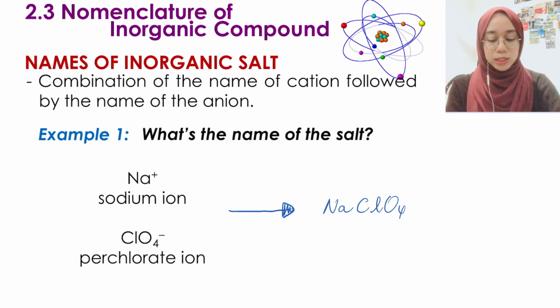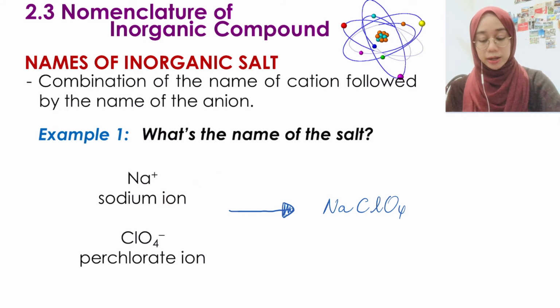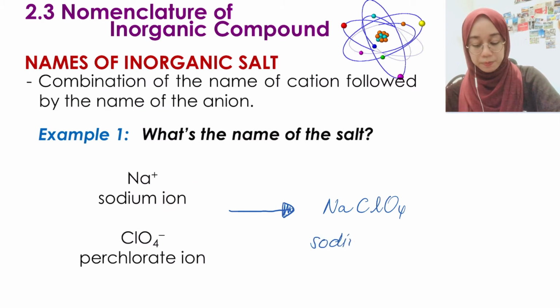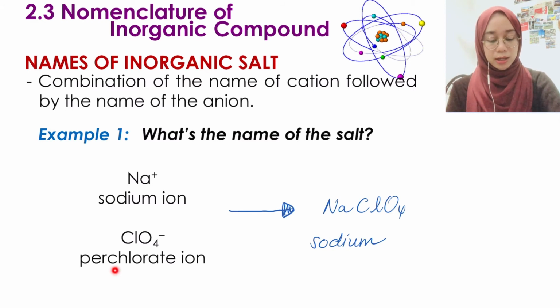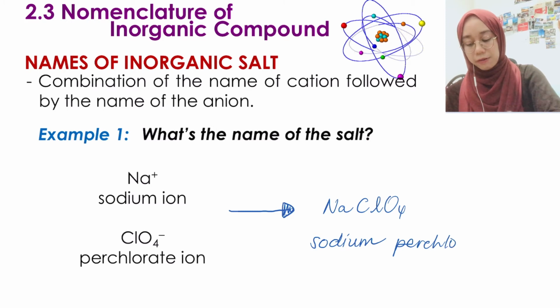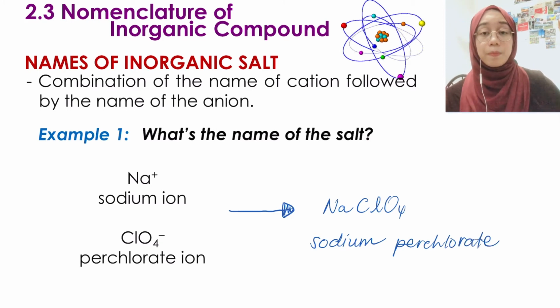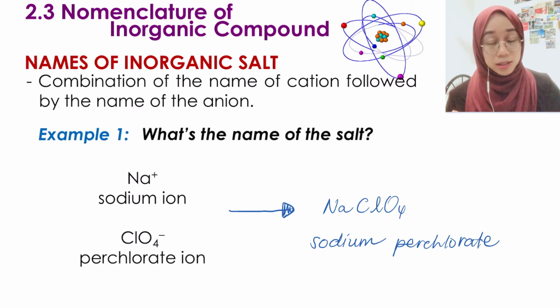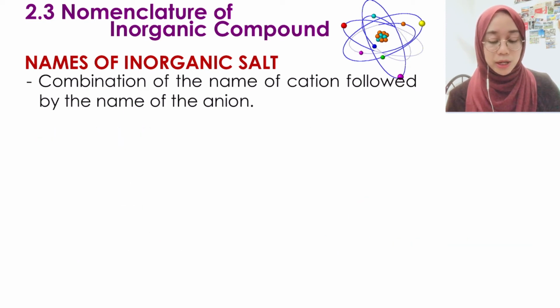So macam kat atas ni tulis tadi, nama untuk salt is the combination of the name of cation followed by the name of anion. So apa yang kamu kena buat adalah ambil nama cation, just get rid the ion part. So sodium, and then nama anion pula adalah perchlorate, abaikan the ion part, and then perchlorate. Therefore, this is the name of the salt, inorganic salt kamu. Okay, so nama untuk ini adalah sodium perchlorate. Very simple. Okay, kalau kita tengok pula example 2.